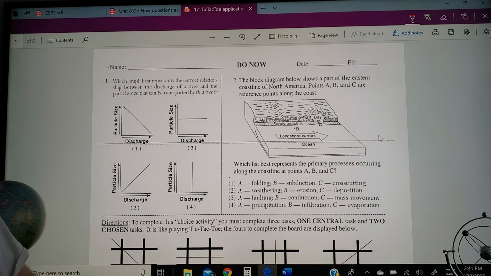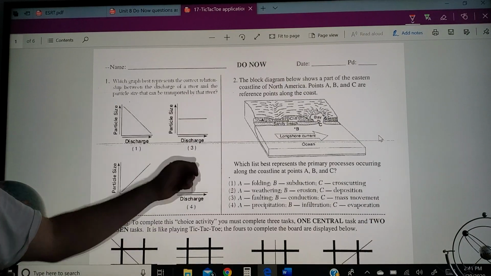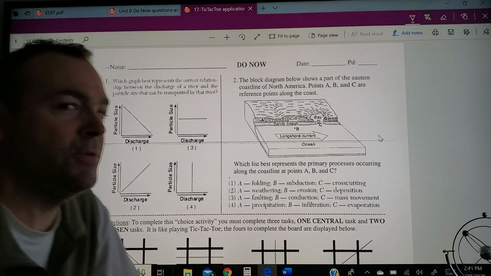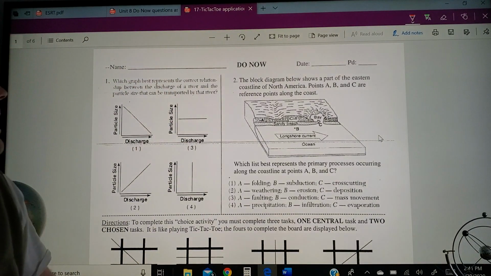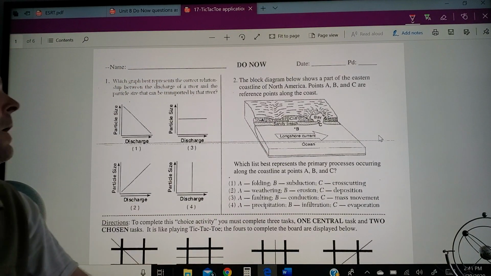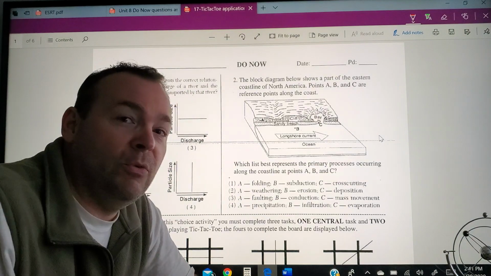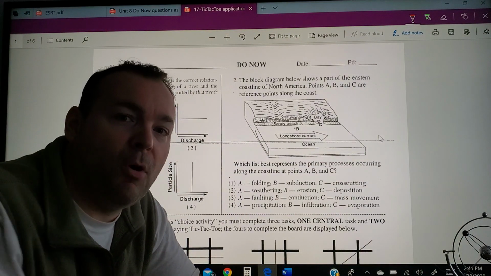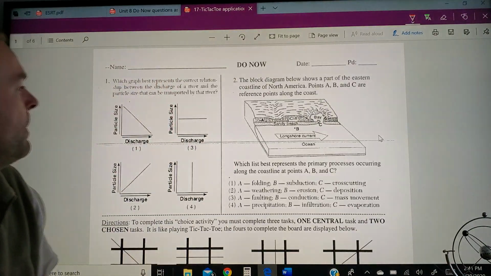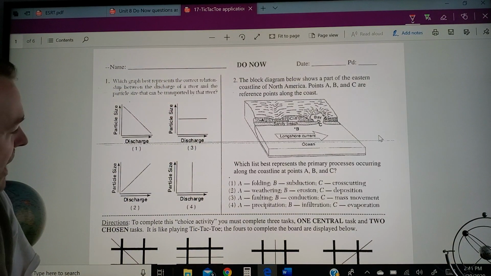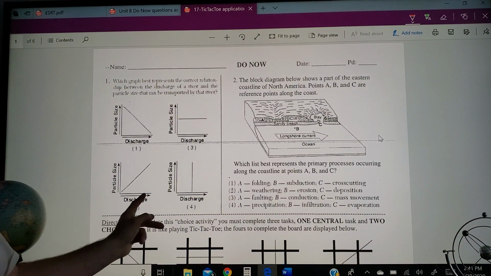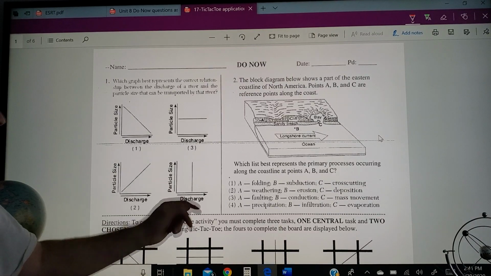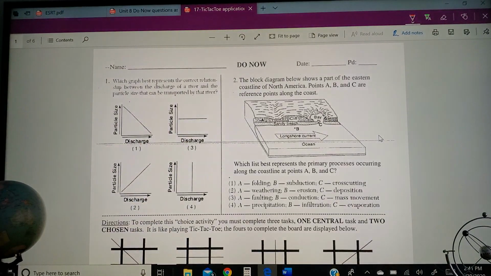Which graph best represents the correct relationship between discharge and particle size? Remember, discharge is the amount of water in the river. Well, the more water in the river, the faster it goes, the more energy it has, so the bigger particle can be moved. So the graph we're talking about here, if discharge increases, you can erode bigger things. So you got to go with choice 2.